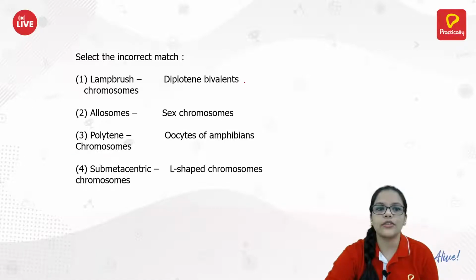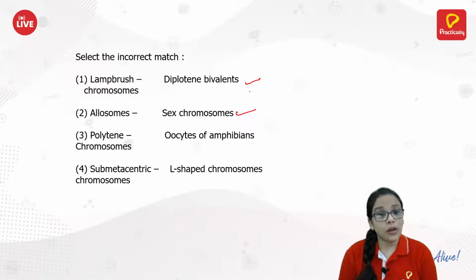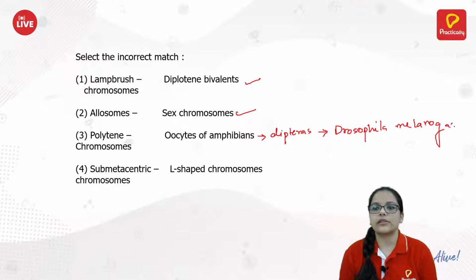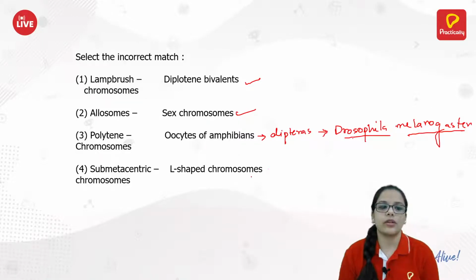Select the incorrect match. Lampbrush chromosomes are attached to the diploid bivalent. Allosomes are sex chromosomes. Polytene chromosomes are not found in oocytes of amphibians. They are found in dipterans such as Drosophila melanogaster, in the salivary glands. Submetacentric chromosomes are L-shaped. Yeah, the answer is 3.